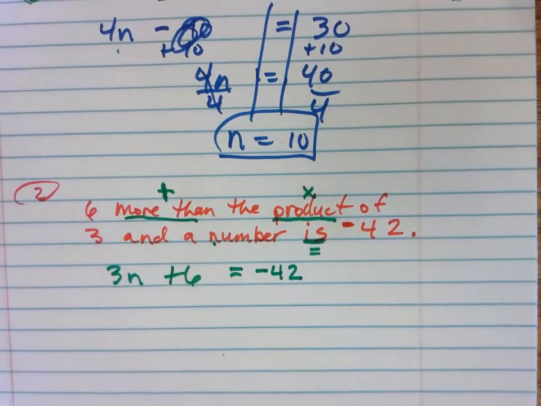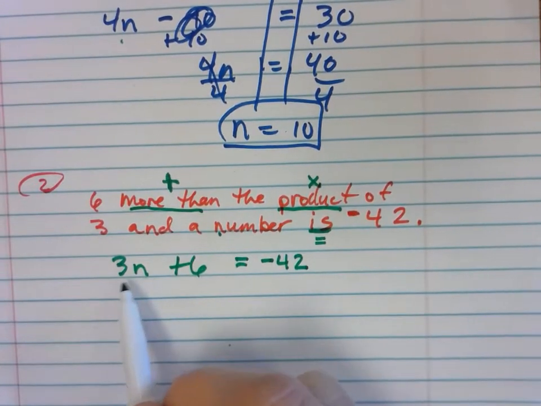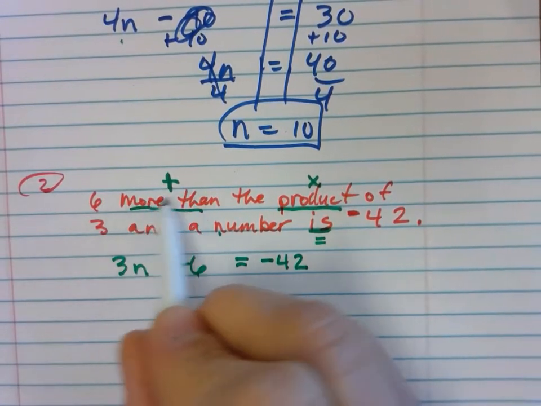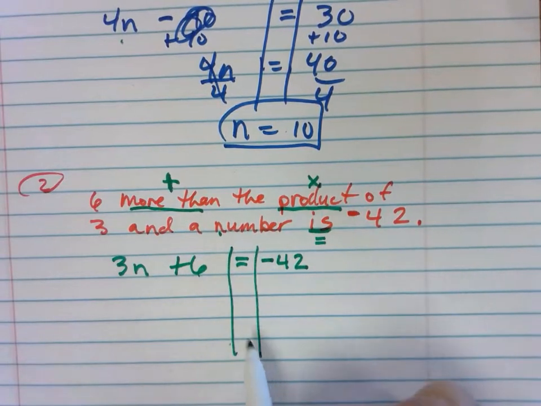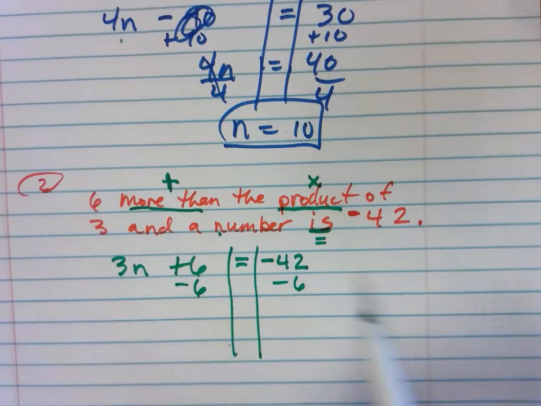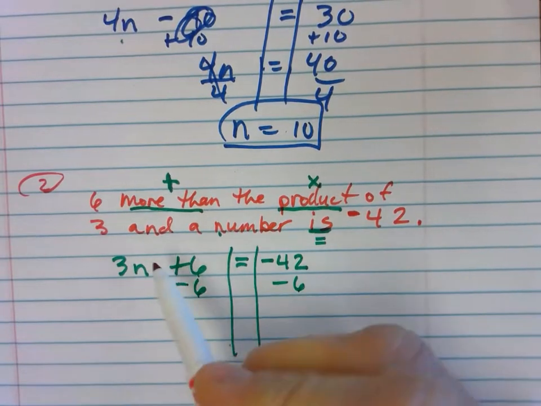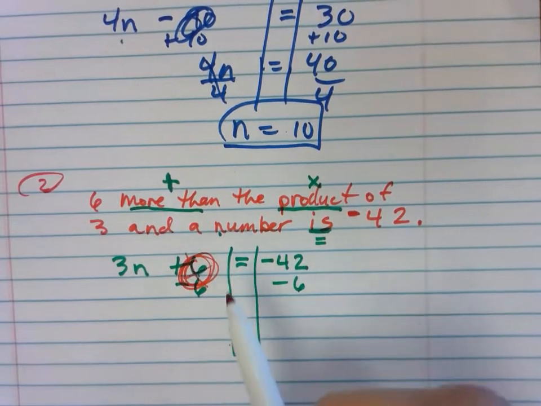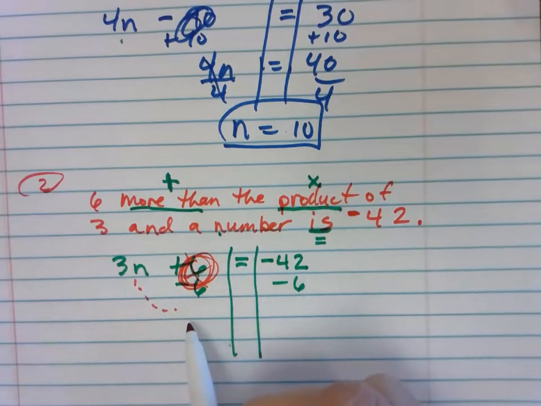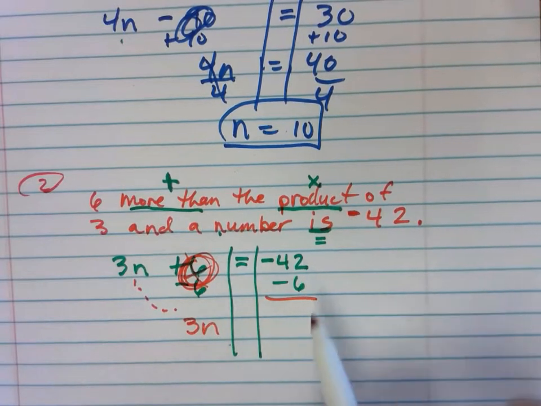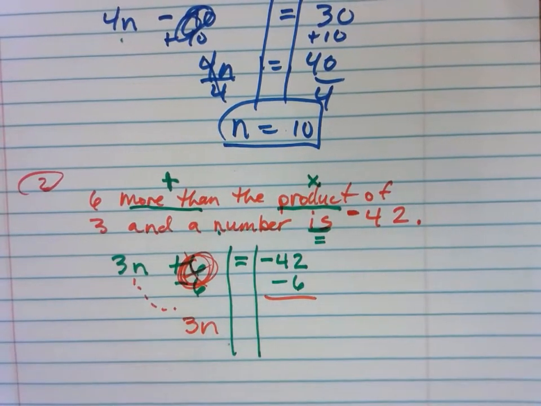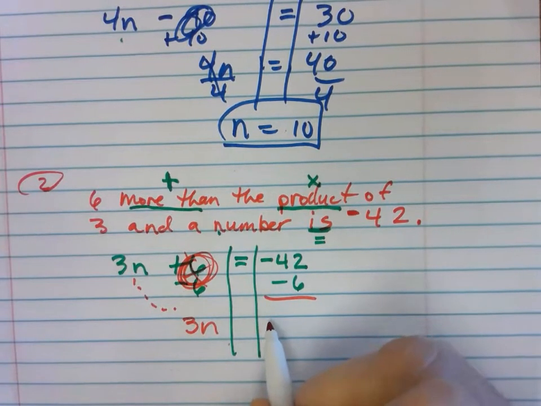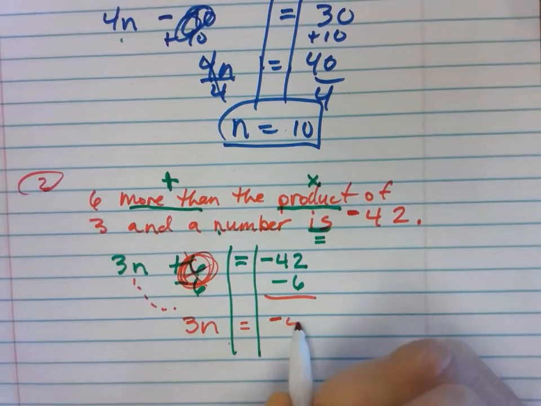Alright. Now, 3 times the number is 3n. We added 6 more to that because it says 6 more than that, so we put a little plus 6. We're going to solve her now. We're going to do minus 6 on both sides. 6 minus 6, of course, zeroes out. That's a 0 pair. I'm going to drop my little 3n down here. Now, what's negative 42 and negative 6 give me? They've got the same sign, so you're just going to add them together, and that's going to give you negative 48.